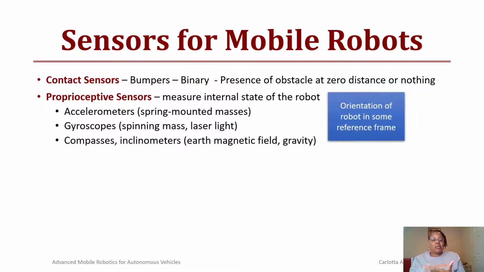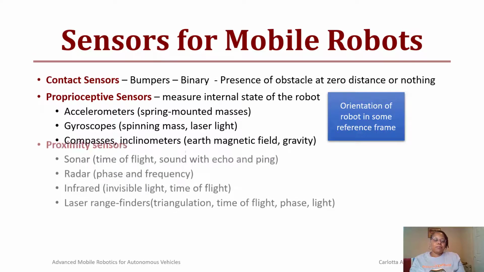So we have an accelerometer, which is a spring-mounted mass, which measures the robot's acceleration. We have a gyroscope, which uses a spinning mass and a laser light to determine the robot's orientation in the world: roll, yaw, or pitch. And we could also have a compass or inclinometer, which uses the Earth's magnetic field or gravity. So all of these give us some information about the robot's pose or orientation in some reference frame.